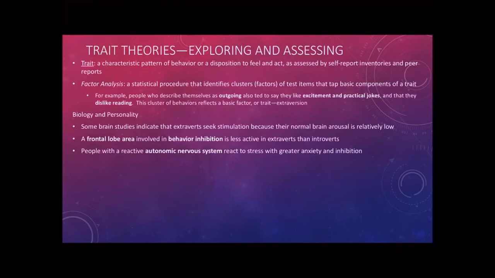And then a frontal lobe area involved in behavior inhibition is less active in extroverts than introverts. Next to this, I want you to write down: behavior inhibition equals self-control. Remember that to inhibit something is to pull back or to control it, to stop it, right? And so inhibiting our behavior has to do with self-control, limiting the actions of our id, really. And then people with a reactive autonomic nervous system react to stress with greater anxiety and inhibition.